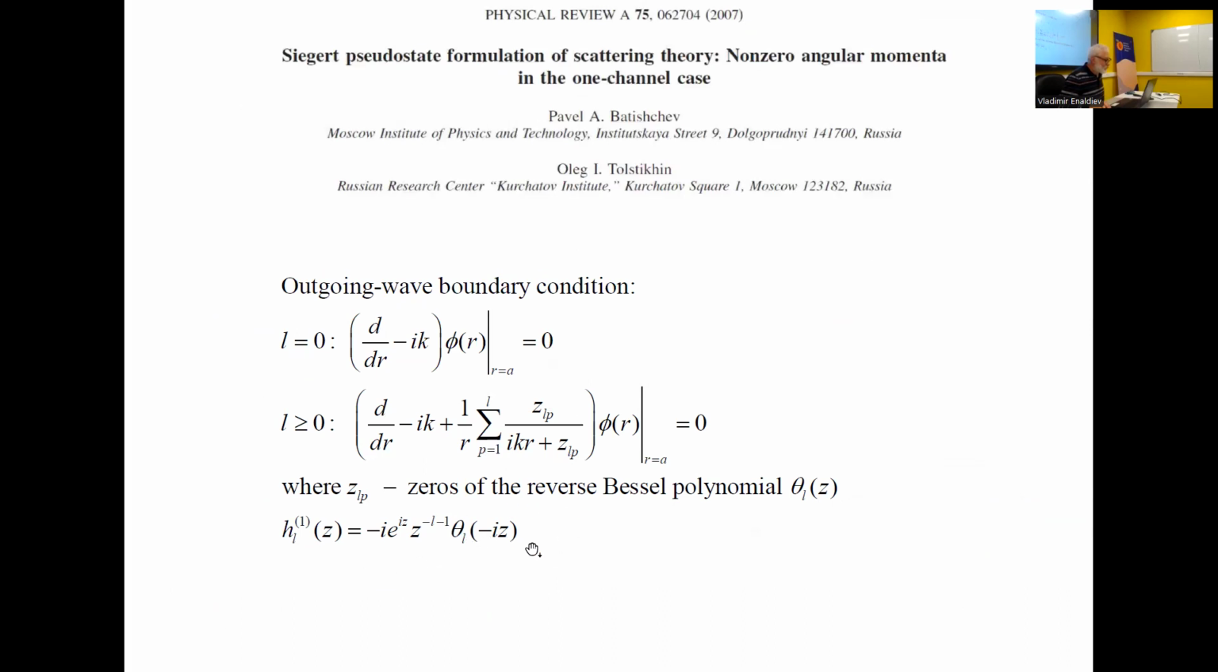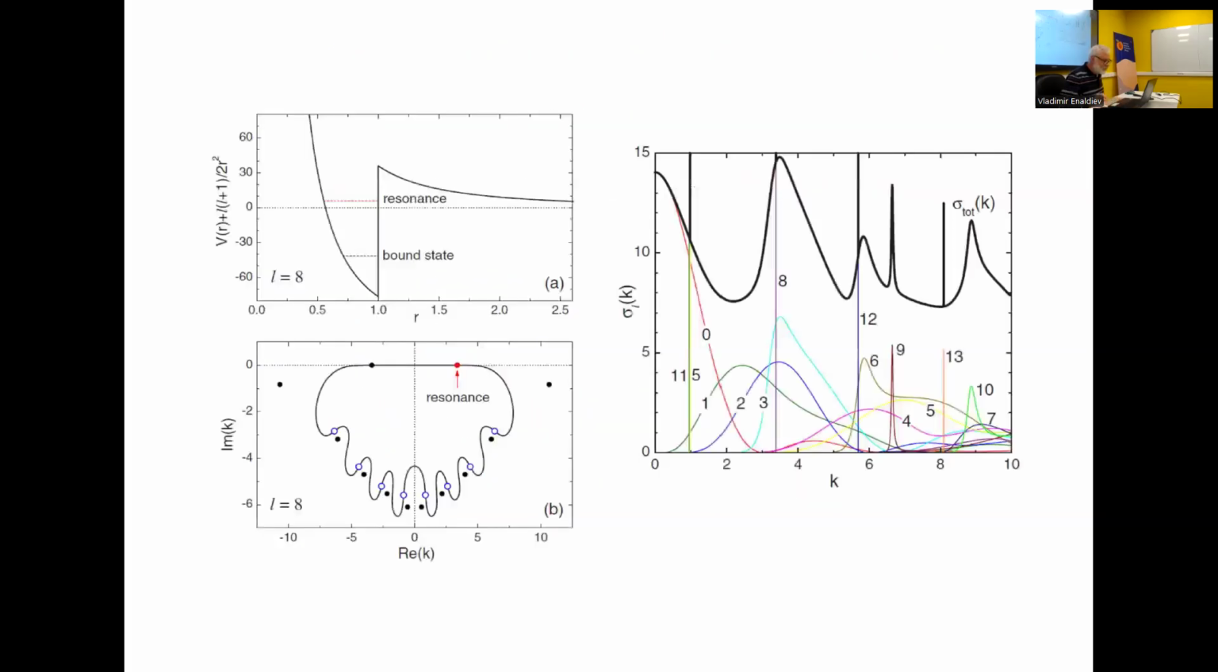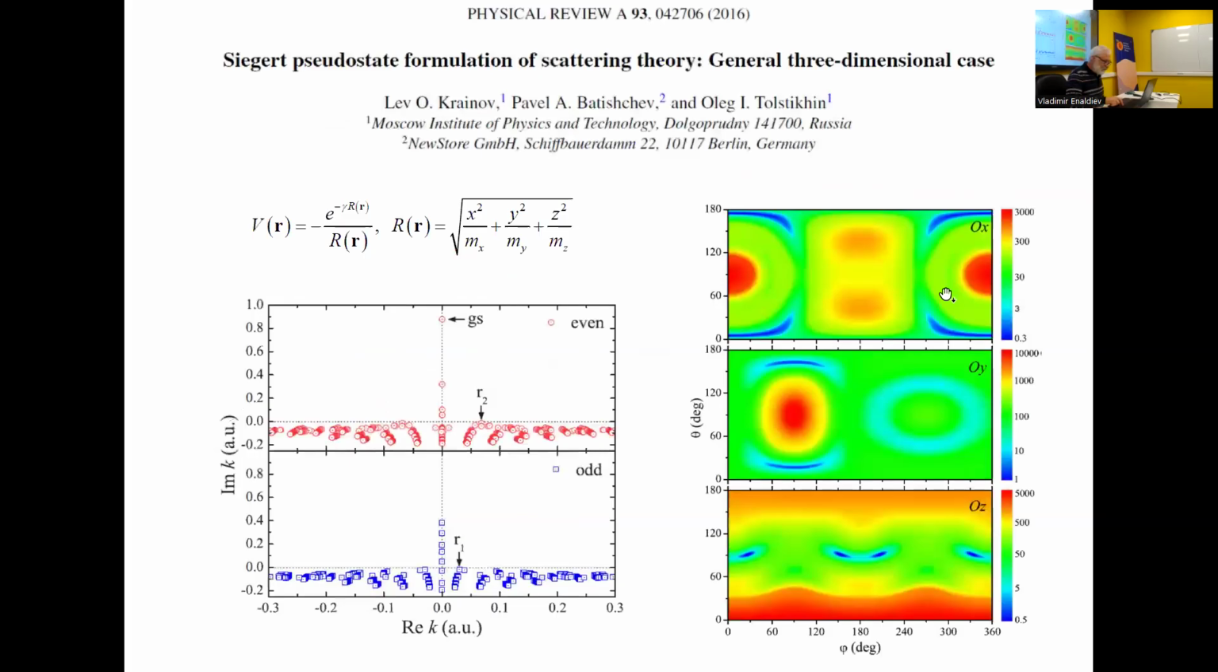This is the so-called Bessel polynomial. Hankel is, outside R equal A, an outgoing wave. It satisfies this outgoing wave boundary condition. Then again, the whole problem can be formulated, reduced to pure linear algebra, and a lot of resonances in scattering can be described. And eventually, 3D generalization.